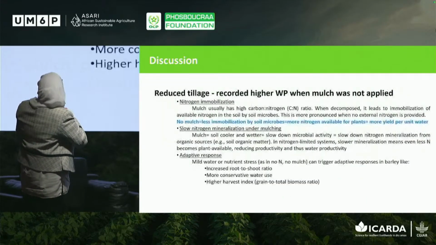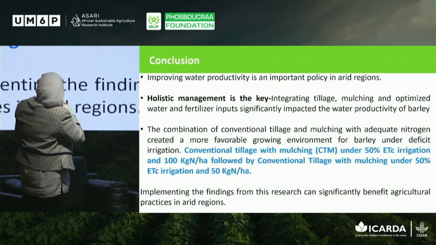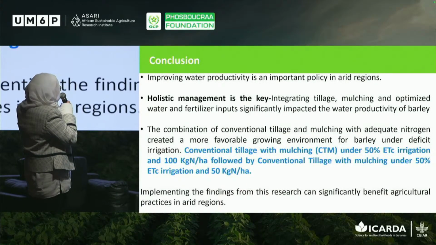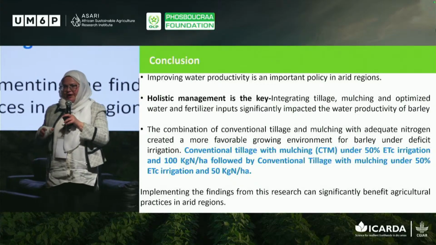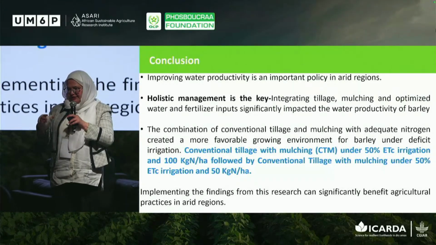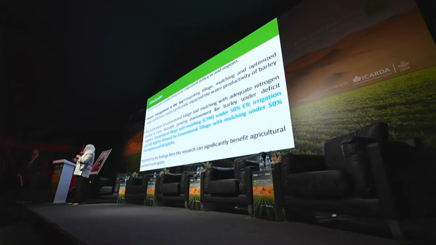So in conclusion, improving water productivity is an important policy in arid regions. That's why, even if we are producing high-productivity seed, we need to use good agricultural practices. Smart agriculture is very important to use with any seed produced under harsh environmental conditions. So under harsh environmental conditions, we need to use mulching and we need to improve nitrogen use efficiency to reduce the use of water. Thank you. Thank you very much.